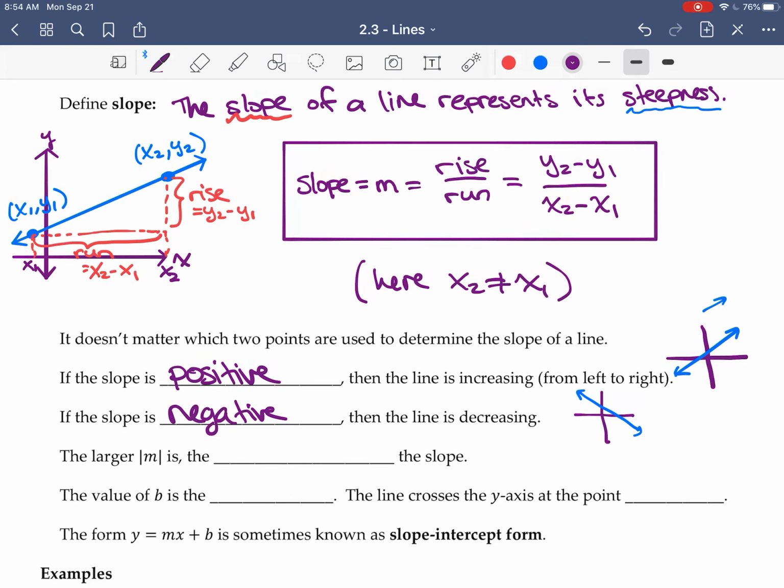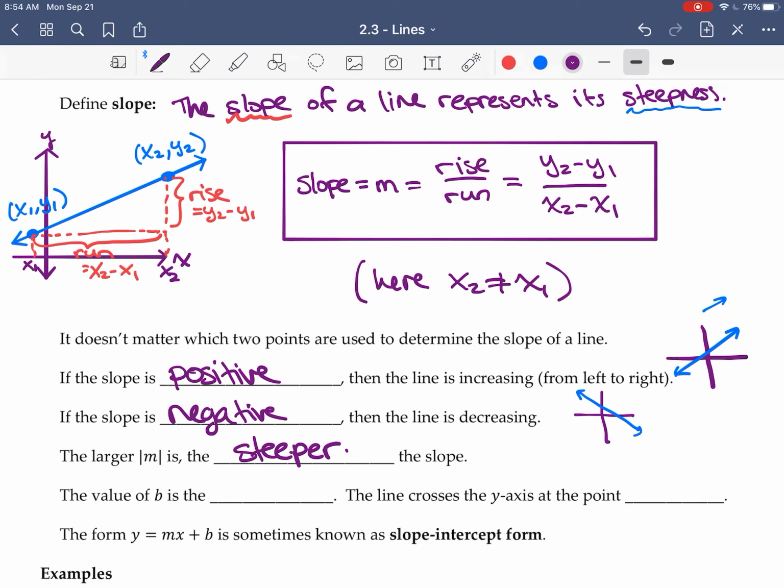The larger the absolute value of the slope is, the steeper the line. So a big negative number is also a steep line. It means that the rise is much bigger than the run. So it's going to increase faster than it goes over.